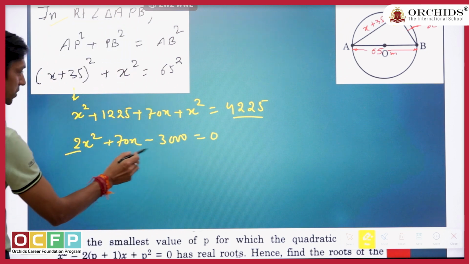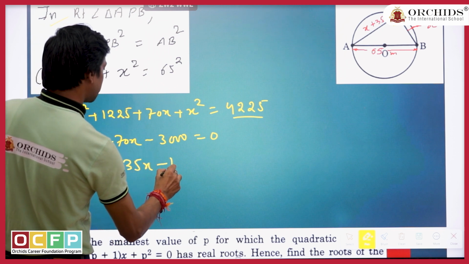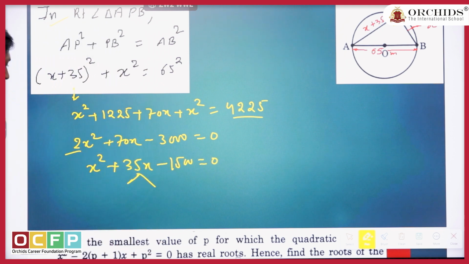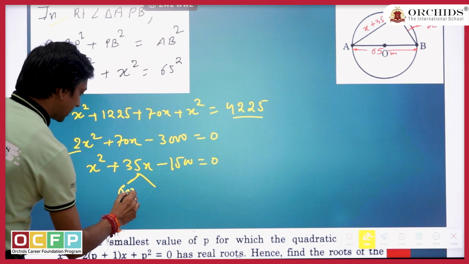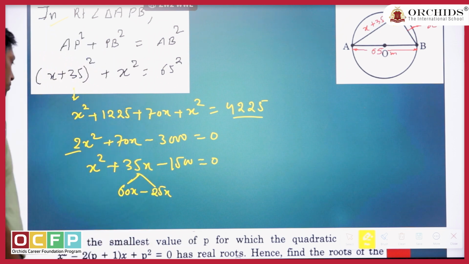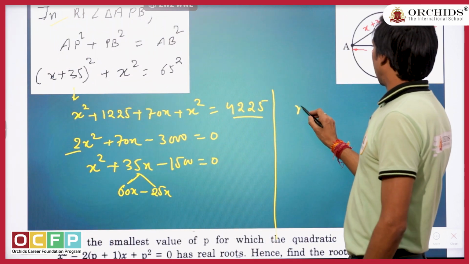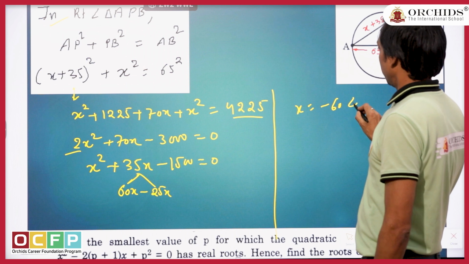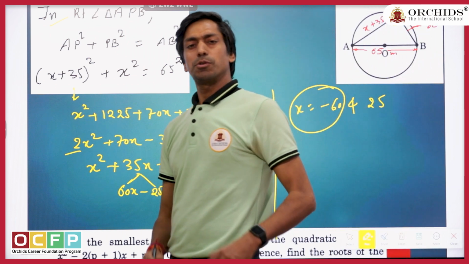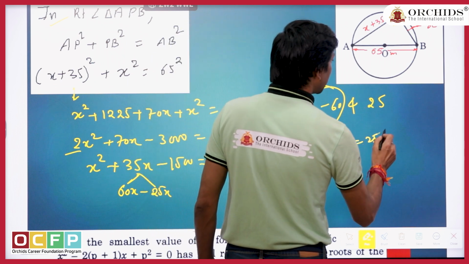Now I can see that 2 is common, so the equation reduces to x square plus 35x minus 1500. Now we just have to factorize it using the middle term splitting method. I can split it as 60x minus 25x, which is equal to 35x, and the product is minus 1500. When we solve, we get the two factors, x equal to minus 60 and 25. Since distance cannot be negative, we take x equal to 25.